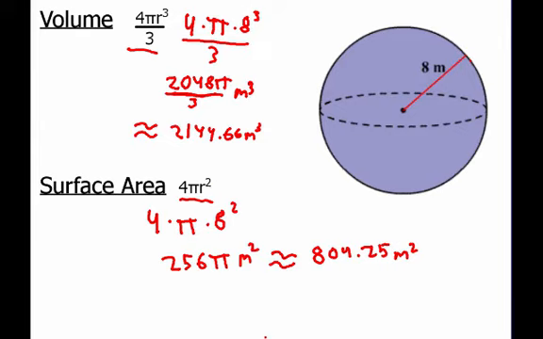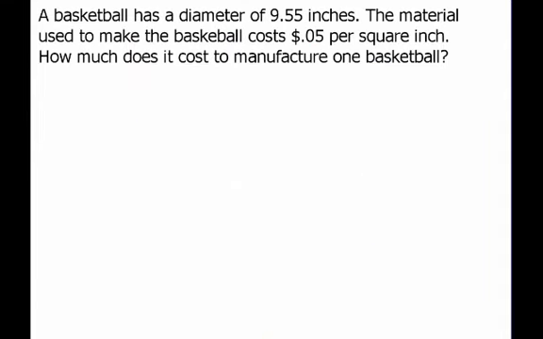So let's look at an application problem. In this problem, we have a basketball that has a diameter of 9.55 inches. The material used to make the basketball costs 5 cents per square inch. We want to know how much it costs to manufacture one basketball. So once again, we need to figure out, is this a volume problem or a surface area problem? Well, we're talking about the material used to manufacture the basketball. So we need to think, are we talking about the space inside the ball, or about the ball itself? We're talking about manufacturing the ball itself. That's the outside, so we're talking about surface area.